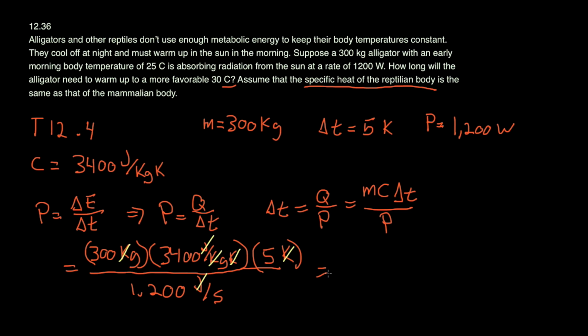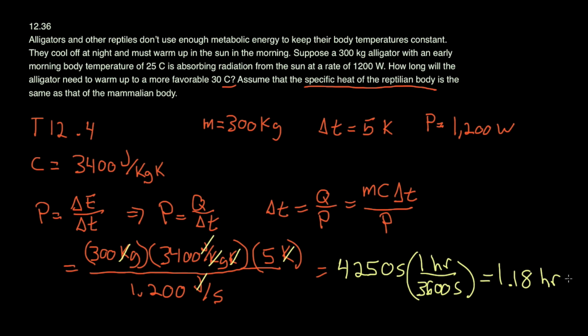And so when you plug this into your calculator, this comes out to 4,250 seconds. And if we want to convert that to hours, so that we have a better understanding of how long this actually is, there are 3,600 seconds in 1 hour, which gives 1.18 hours. So the alligator needs to sit in the sun for 1.18 hours to increase its body temperature by 5 degrees. And that's problem 12.36.